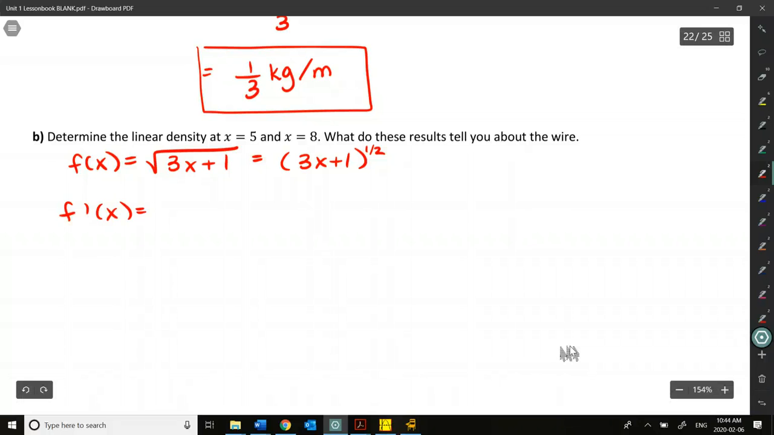Okay, so we're going to apply chain rule here. So derivative of the outside, we subtract 1 from the exponent, times derivative of the inside, so derivative of 3x plus 1 will be 3.